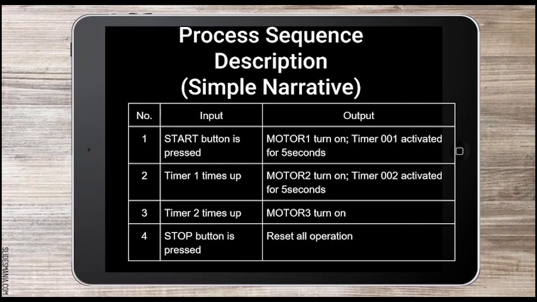For the first step, at the input section the start button is pressed. At the output section, motor 1 will turn on. At the same time, timer 001 activates for 5 seconds. At the second step, the input is timer 1 times up. The output is motor 2 turns on and timer 002 activates for 5 seconds. At the third step, timer 2 times up and motor 3 turns on. At the fourth step, in the input section, the stop button is pressed and the output is reset of all operation.